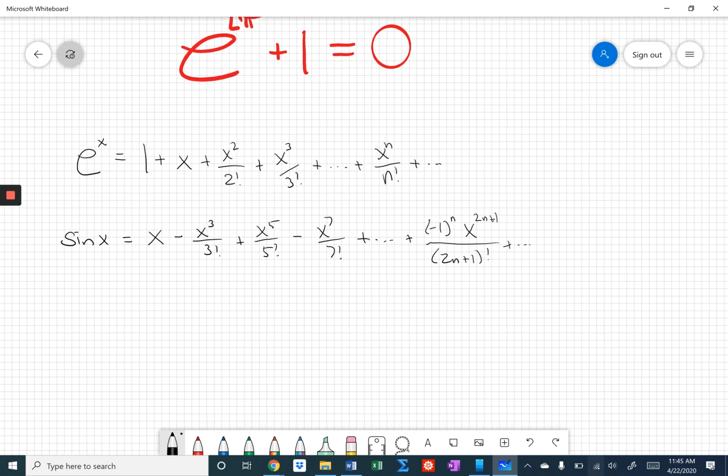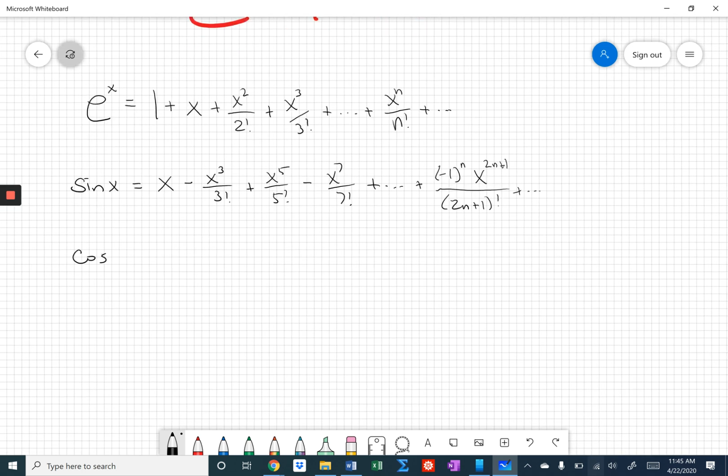And then one more, cosine. This is the even function, so these are the even powers, so 1 minus x squared over 2 factorial plus x to the fourth over 4 factorial minus x to the sixth over 6 factorial, and then plus dot dot dot plus negative 1 to the n, x to the 2n over that even number 2n factorial plus dot dot dot.